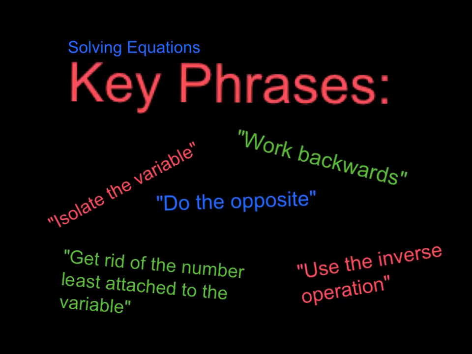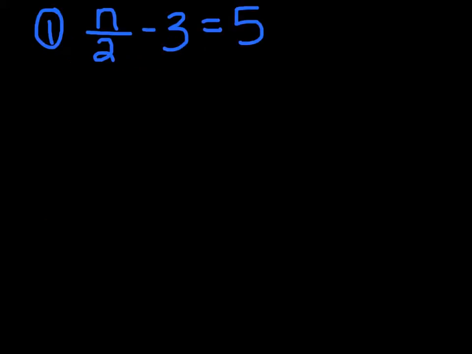Some of the key phrases that you've heard me say over and over again that you might find helpful as you work through these are: remember that the goal is to isolate the variable. You do this by working backwards or doing the opposite, using the inverse operation. And what's really going to be key here with two-step equations is that you always get rid of the number least attached to the variable first. And also, don't ever forget the golden rule of equations. Whatever you do to one side, you must do to the other.